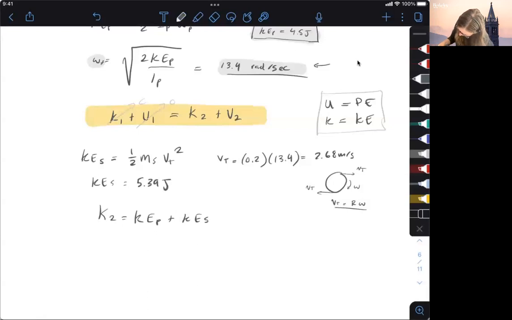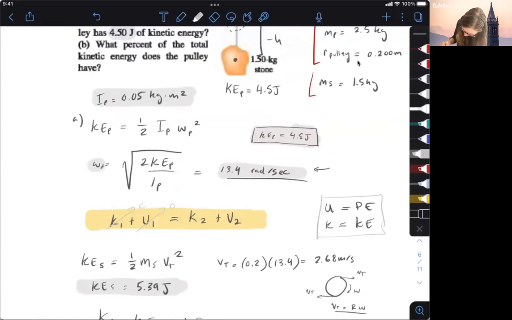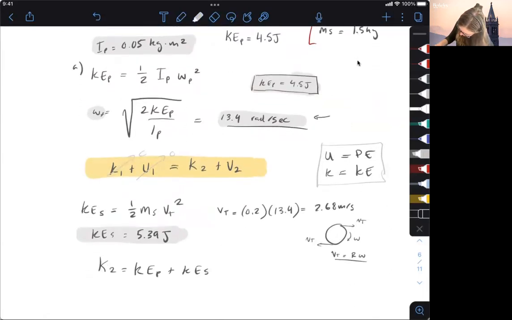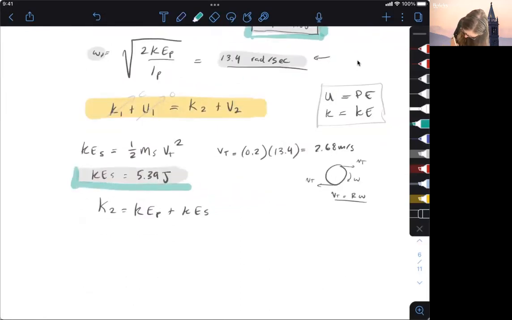Okay, so we have this guy, KEs. Okay, so we know this KEs, and then we know this KEp. It was given to us by the problem, right? They were like, I want this initial kinetic energy for the pulley, I want this value. And then with that pulley kinetic energy, we were able to find w, and that gave us the ability to find the kinetic energy for that stone.